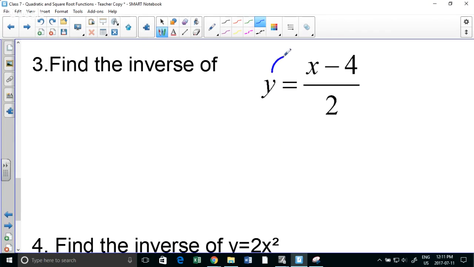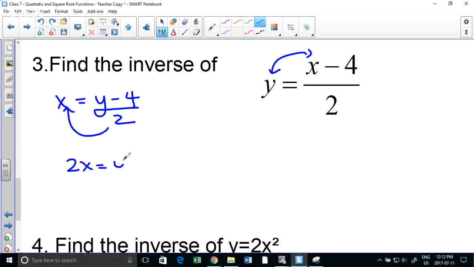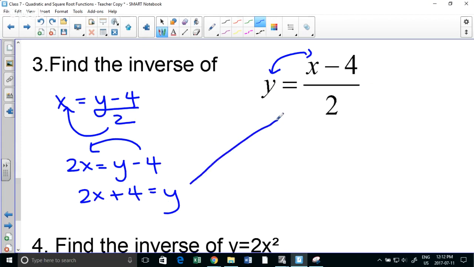Another one. So here to find the inverse, we switch them. So x equals (y minus 4) divided by 2. So I'll move this 2 up, and then I'll move this 4 over. So I get 2x plus 4 equals y. So these two things are inverses.